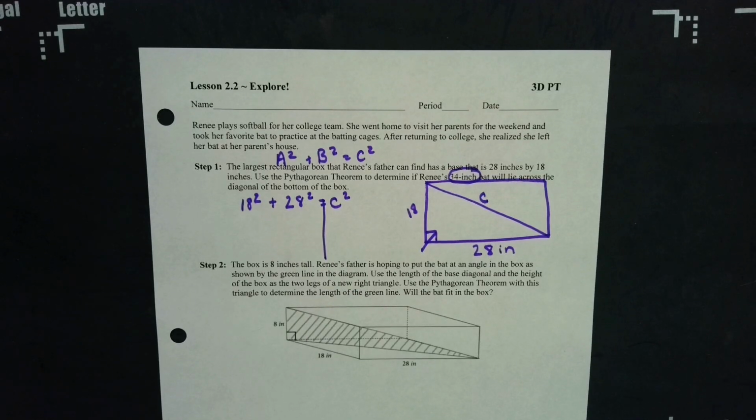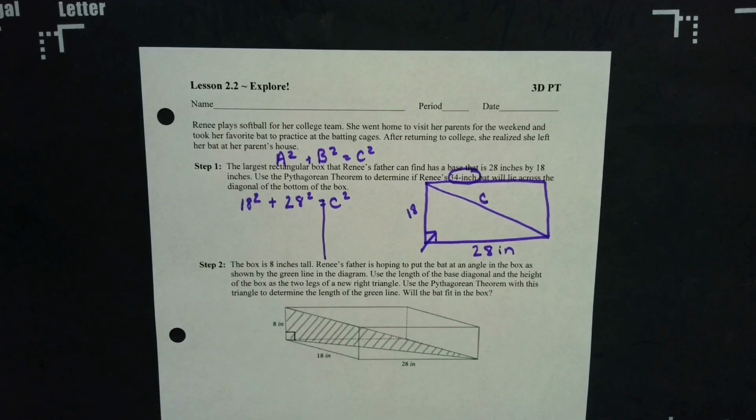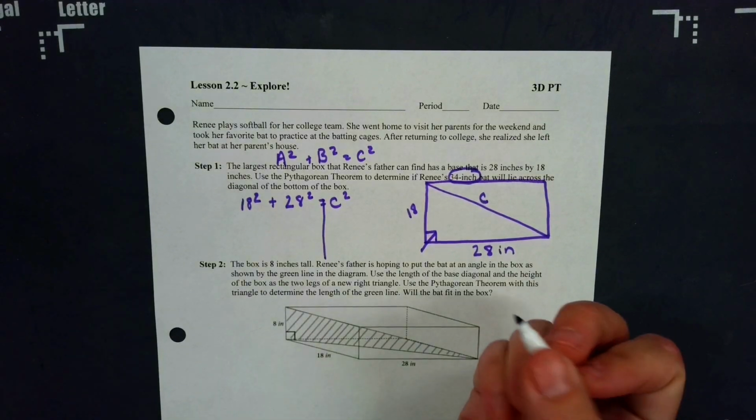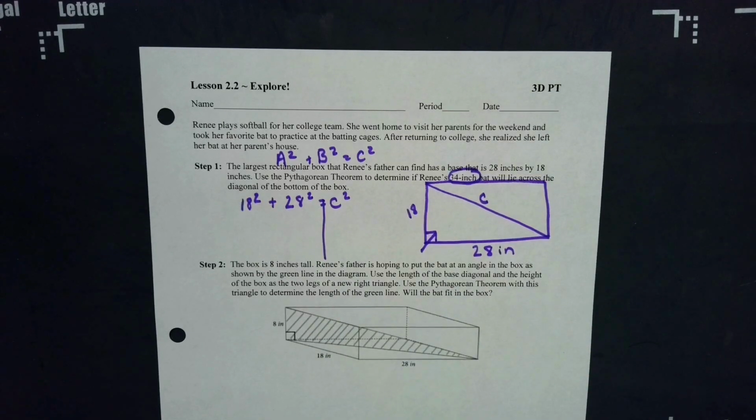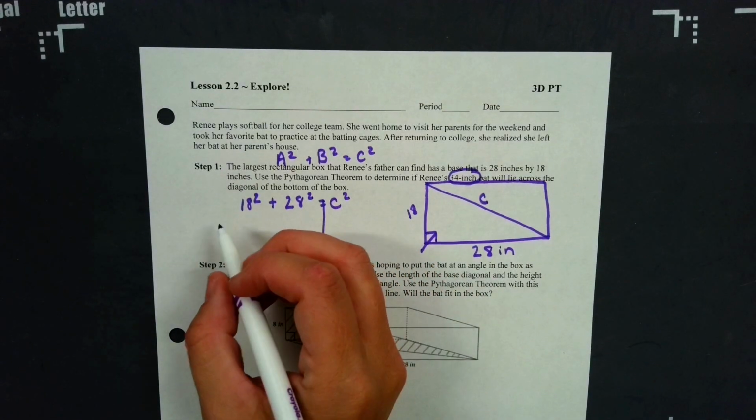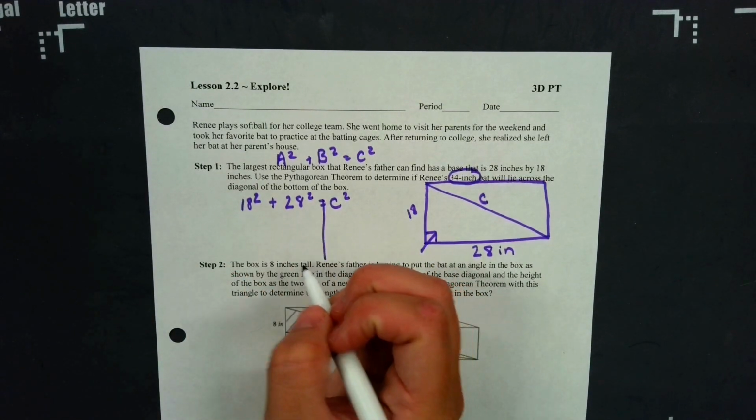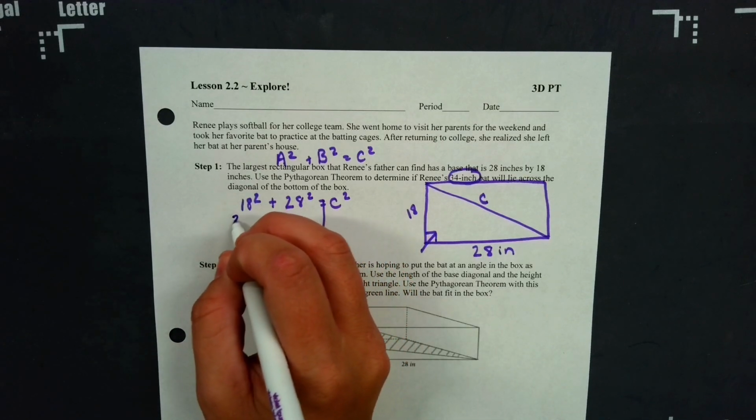All right, so grab that calculator. What's 18 squared? 324.